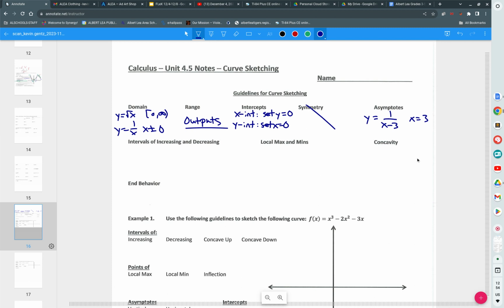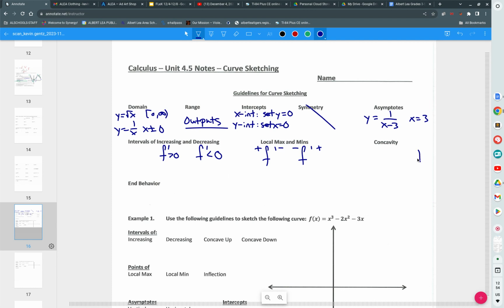Okay. Intervals of increasing and decreasing. Increasing happens when what? You're on the ball. What do you got? F prime is greater than 0. Good. Decreasing when? F prime is less than 0. Cool. Local max: F prime changes from positive to negative. Min: negative to positive.